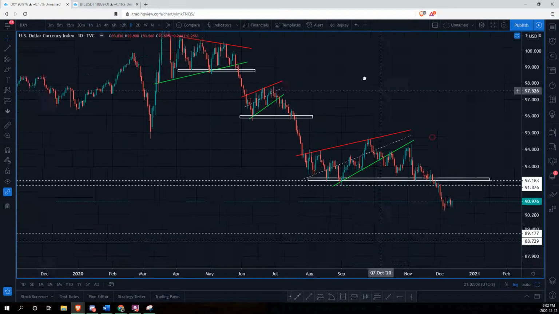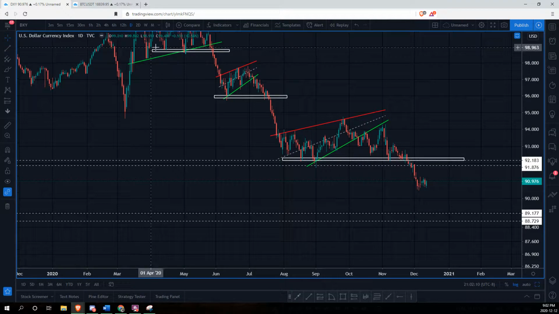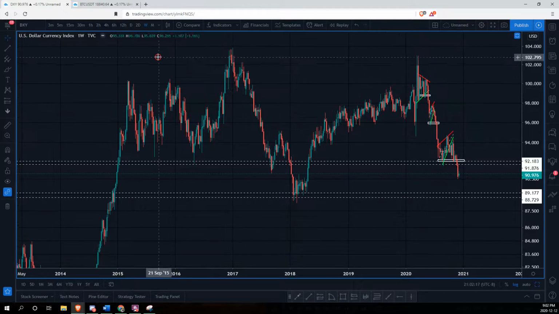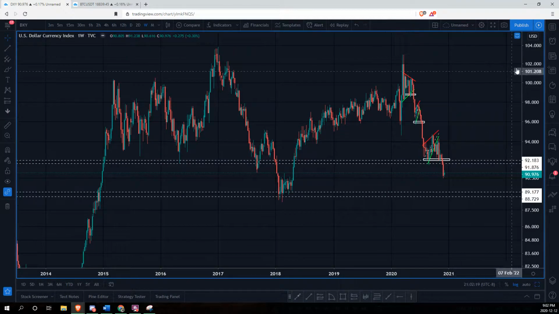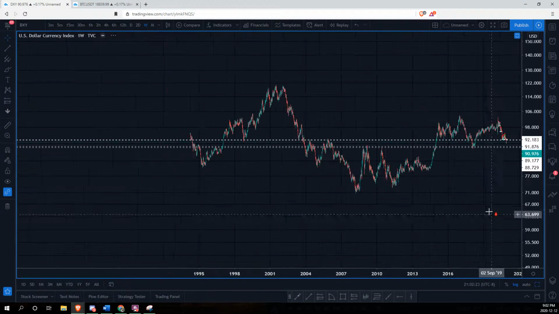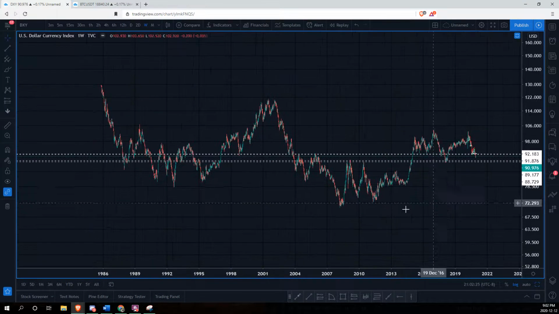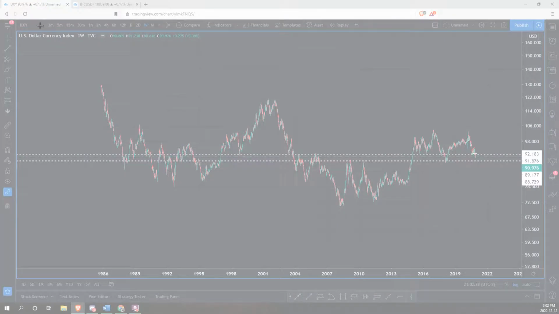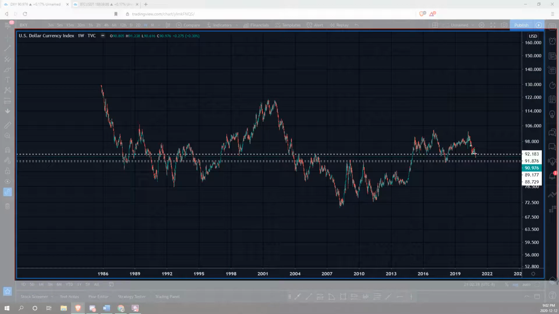I expect this to move to the downside, and we're going to probably get some hesitation around 89, 88. Let's go to the weekly to have a good understanding why. So let's take a picture of this. This is a pretty far back chart within the weekly. We can see all the way back to around 1986 is when this chart started there.